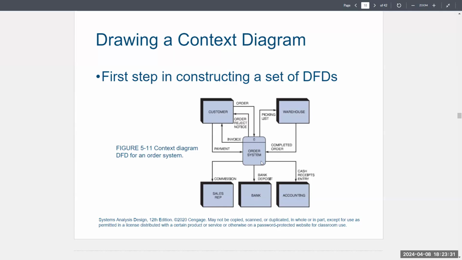And there's only one process, which is the name of the system. And then it's talking to several external systems, right? Customer, warehouse, accounting, bank, sales rep, the external systems our order system is talking to, or interfacing with, which is more of a technical term, or integrating with. And that's showing all of the flow of data, right? Because that's what is called a data flow symbol, right?